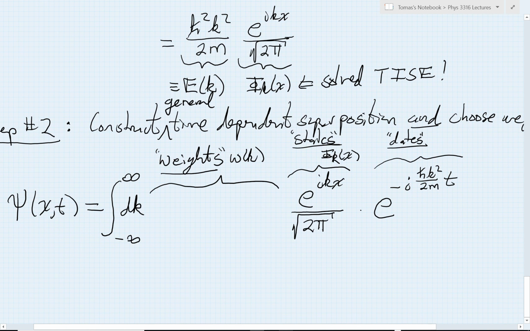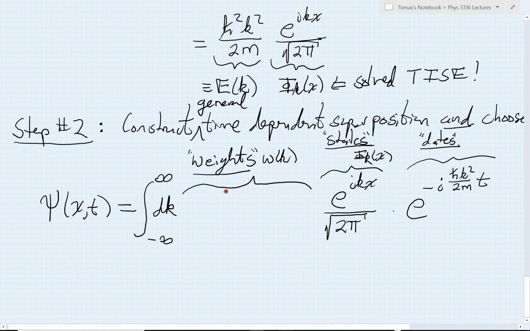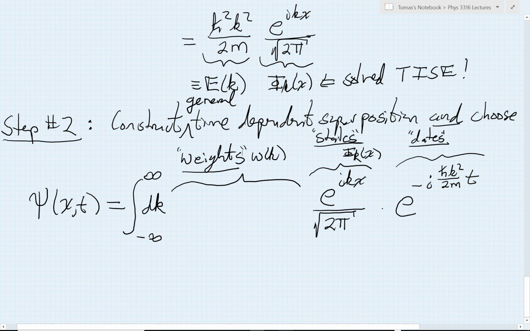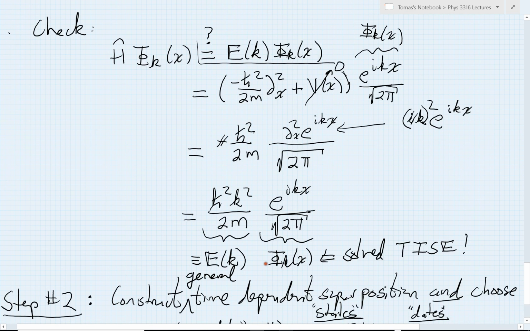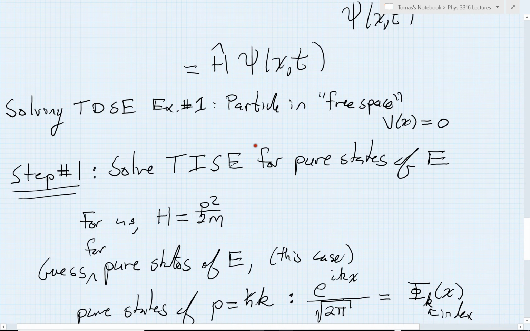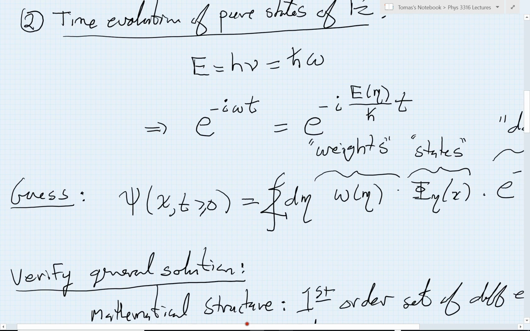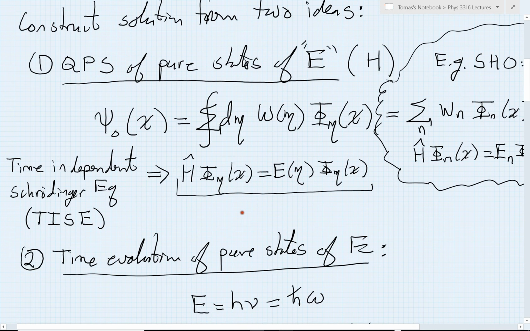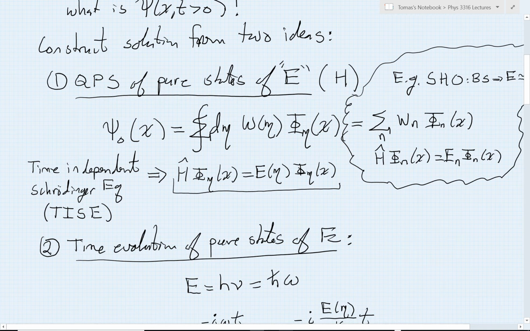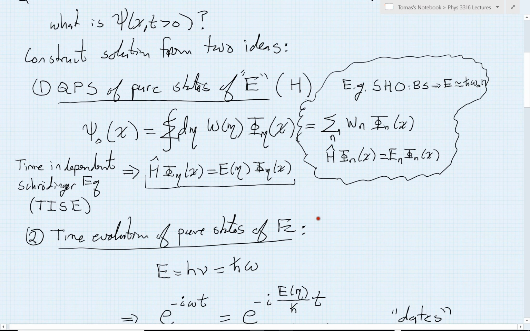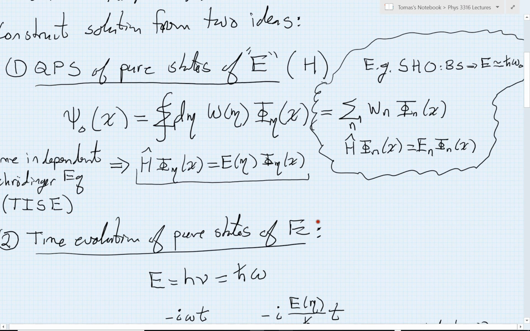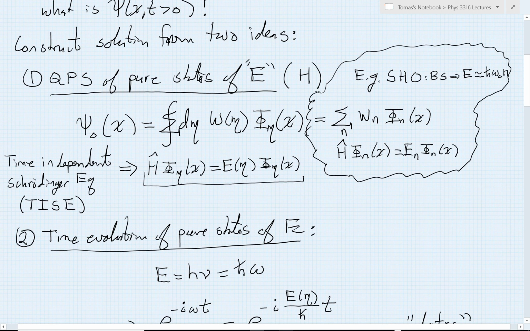The only question here is, okay, what are we going to choose for our weights? Now, in general, the weights are constructed from this first decomposition step, right? This was here when we first wrote down the quantum principle of superposition for pure states of energy E. I see I kind of expanded my screen here a little too much. Like that, that looks better, right?